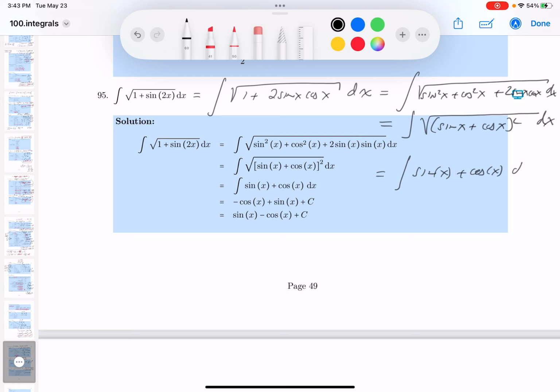And again, things are moving forward. The antiderivative of sine x is minus cosine x. The antiderivative of cosine x is sine x. Let me write that a little differently as sine x minus cosine x plus C.